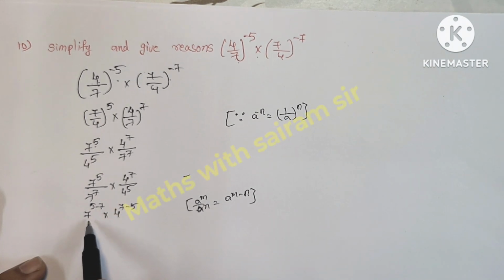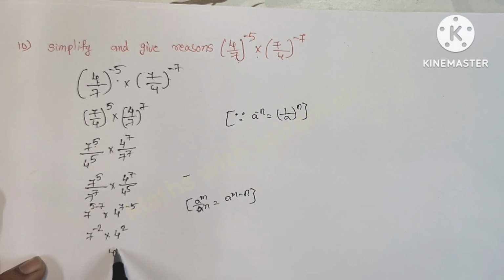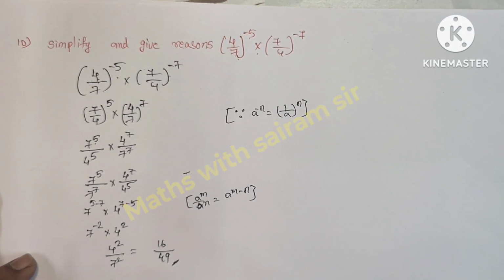So 7 to the power of 5 minus 7 is 7 to the power of minus 2, into 4 to the power of positive 2. This can be written as 4 square by 7 square. 4 square is 16, 7 square is 49. So this is our final answer.